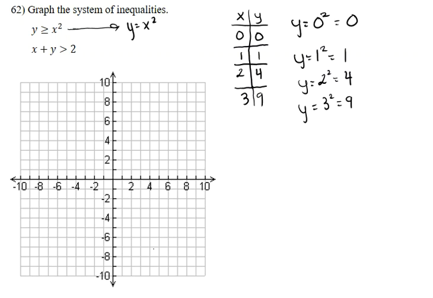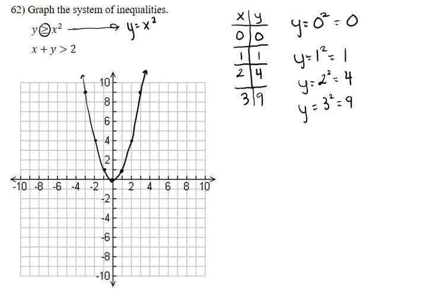So let's go ahead and plot these points: 0, 0, 1, 1, 2, 4, 3, 9. And we're going to do the same exact thing for the left side of our y-axis because it is a parabola and it does mirror itself. So let's do negative 1, 1, negative 2, 4, negative 3, 9. And we know that since it is an inequality with a greater than or equal to bar on the bottom, it's going to be a solid line. So let's go ahead and draw that solid line.